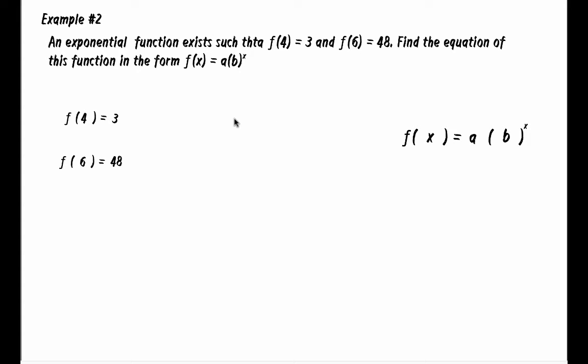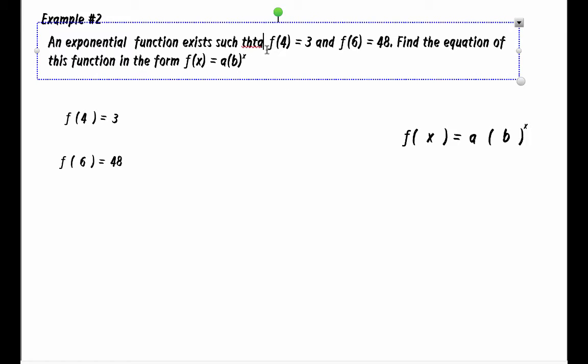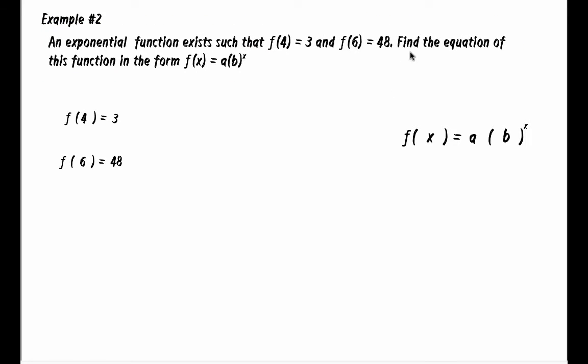Okay, in example 2, it gets a little trickier. So tricky that I couldn't spell that correctly. We're not going to have pretty zero powers to give us a clue anymore. We are told it's an exponential function. So right away, our brain can go to the exponential function. And then they give us two clues. They tell us that when we put a 4 into this function, our answer is 3. And when we put a 6 into this function, our answer is 48. So let's find the equation.